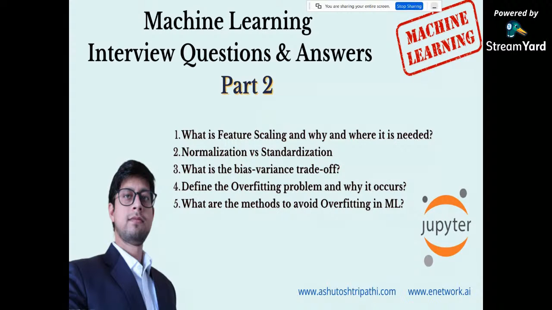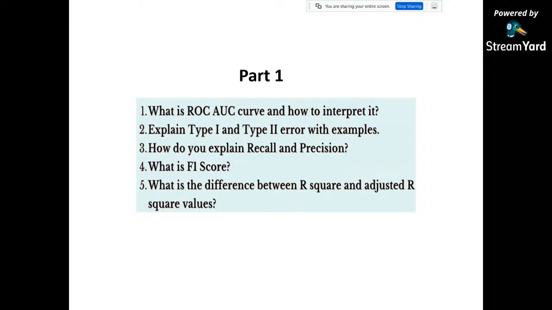Okay. So before proceeding, let's quickly recap what I have already discussed in the last video. In part one, I discussed what is the ROC AUC curve and how to interpret it. We discussed that to decide the threshold for classification, we use the ROC and AUC curve. And then we discussed what are type 1 and type 2 errors, how to explain recall and precision, what is the F1 score, and the difference between R square and adjusted R square. If you want the explanation of these questions, please refer to my previous video, and let's start with today's agenda.